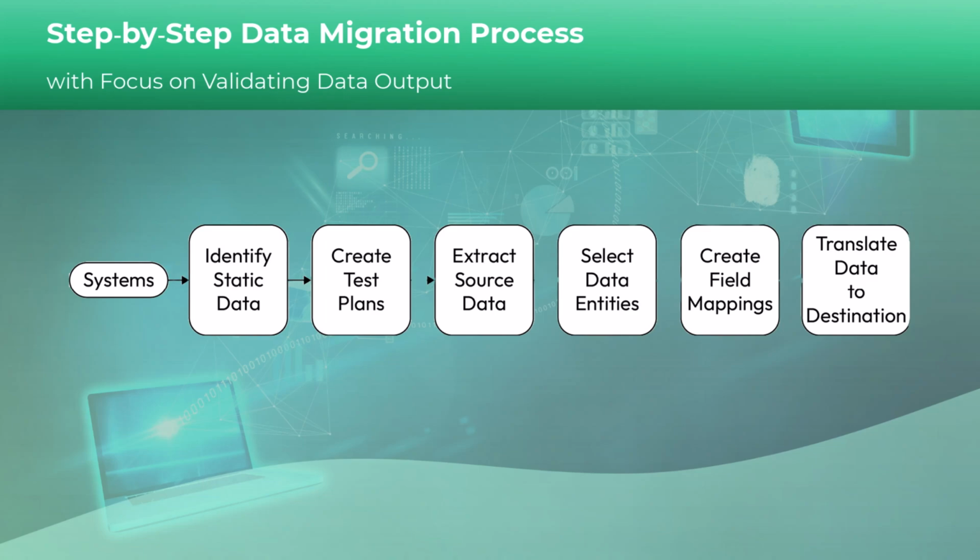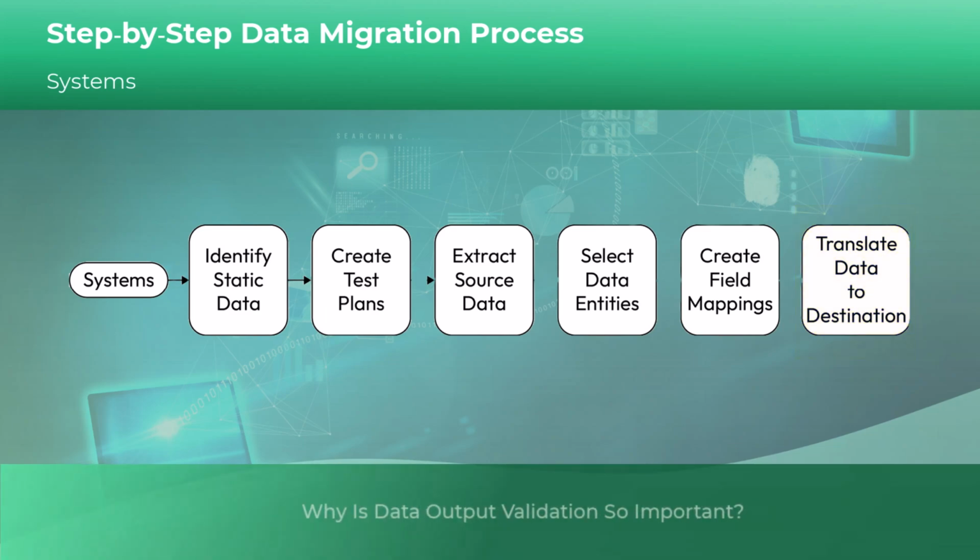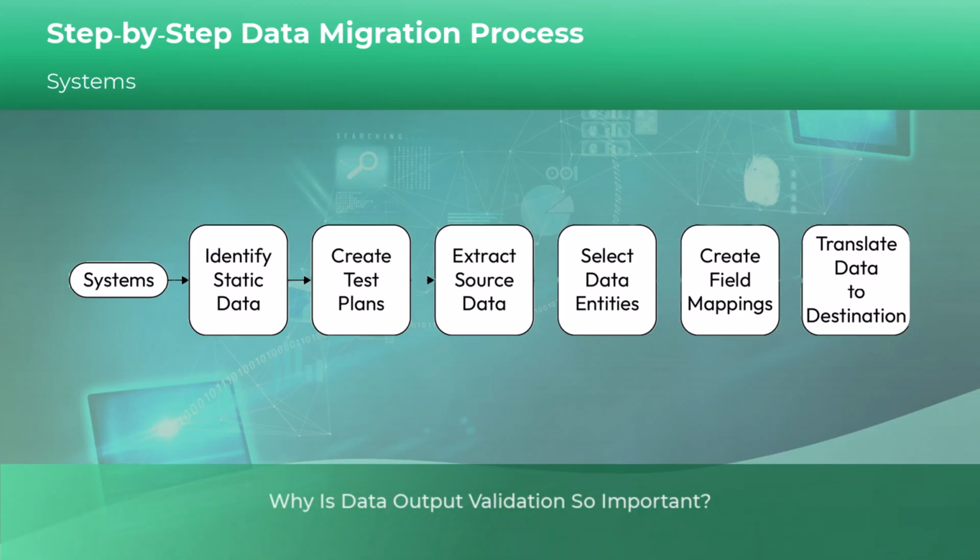In this session, we'll walk you through the full data migration path and show you how to validate data effectively. As you can see in this diagram, the first step is system, then identifying the static data, create test plan, extract source data, after that select data entities, then create field mapping, then transfer data to the destination. So the question is why the data output validation is so important.